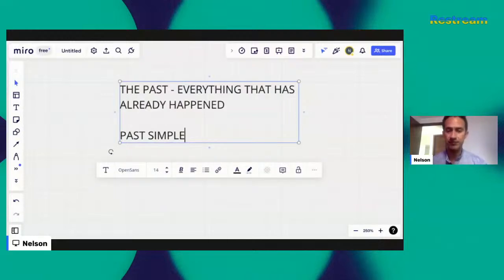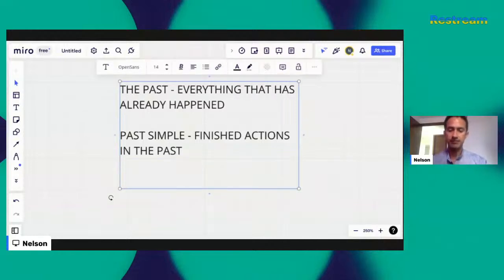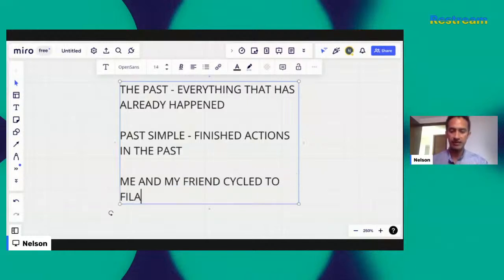Now, the past simple we use to speak about finished actions. This is very important. Finished actions in the past. So to give an example, we can talk about something like me and my friend cycled to Finlandia yesterday. Yes, and this is true. I cycled with my friend to Finlandia yesterday. That was a lot of fun.